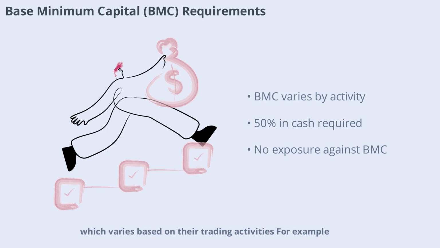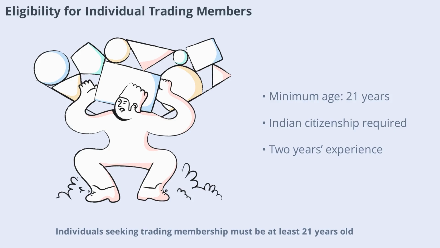For example, proprietary traders without algorithmic trading need Rs. 10 lakhs while brokers with algorithmic trading require Rs. 50 lakhs. At least 50% of the deposit must be in cash or cash equivalents, and no exposure is granted against the BMC deposit. Individuals seeking trading membership must be at least 21 years old, Indian citizens, and have at least a higher secondary certificate (HSC) or equivalent qualification.